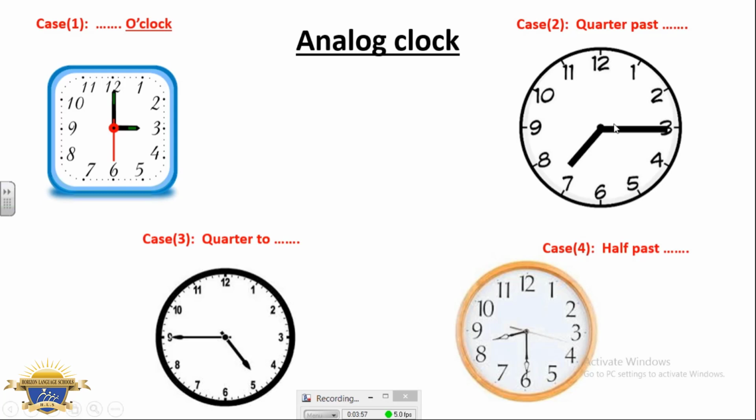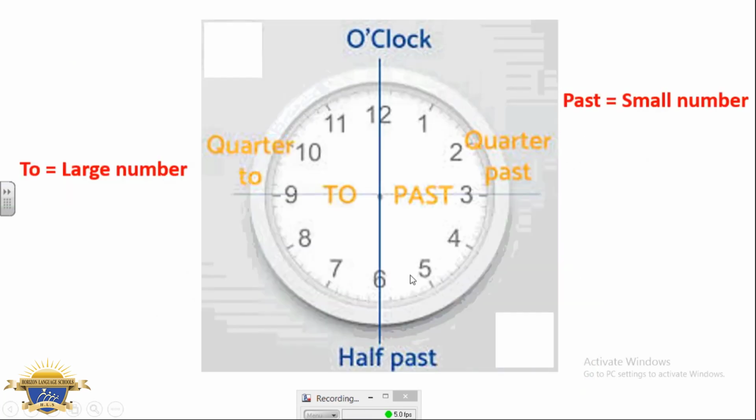When the minute hand is on number 3, it's quarter past. If the minute hand is on number 9, it's quarter to. If the minute hand is on number 6, it's half past. Okay, now I will tell you a way to make telling the time easy.